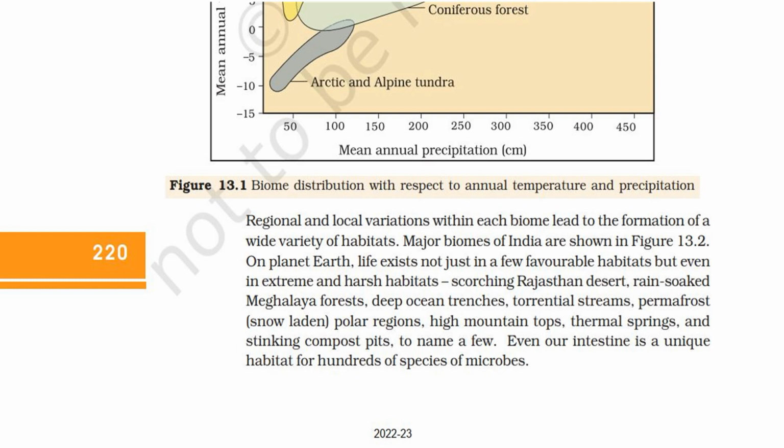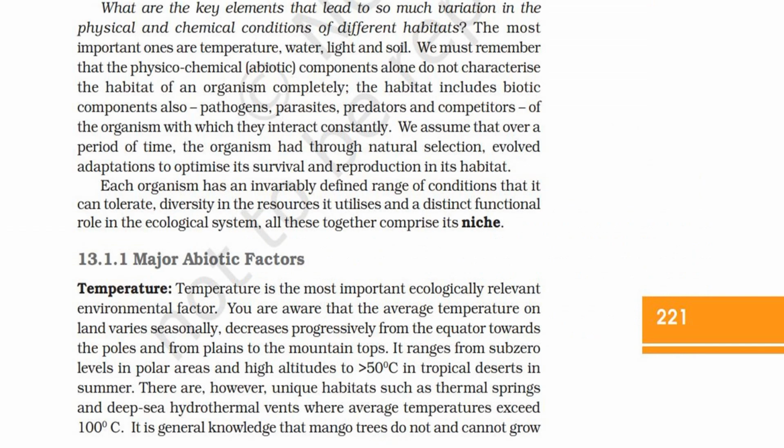Scorching Rajasthan desert, rain-soaked Meghalaya forests, deep ocean trenches, torrential streams, permafrost, snow-laden polar regions, high mountain tops, thermal springs and stinking compost pits, to name a few. Even our intestine is a unique habitat for hundreds of species of microbes. What are the key elements that lead to so much variation in the physical and chemical conditions of different habitats? The most important ones are temperature, water, light and soil.